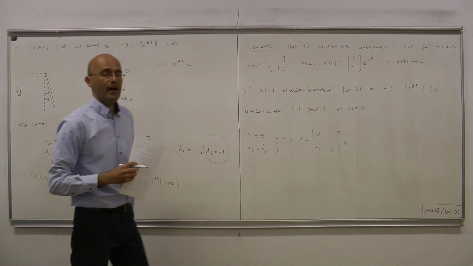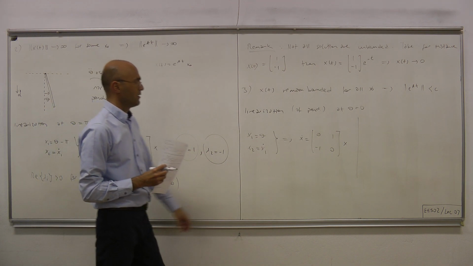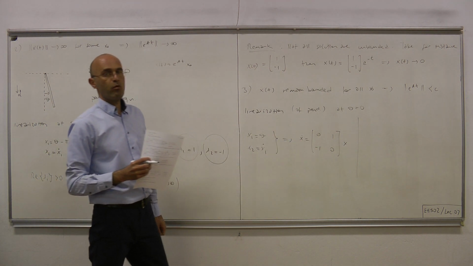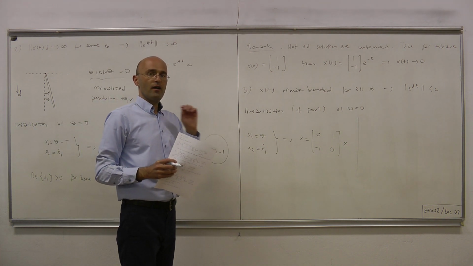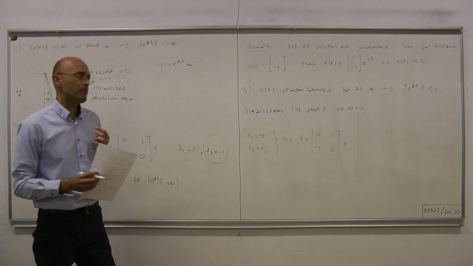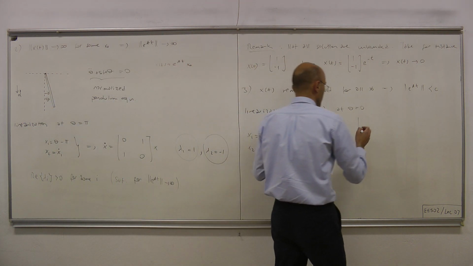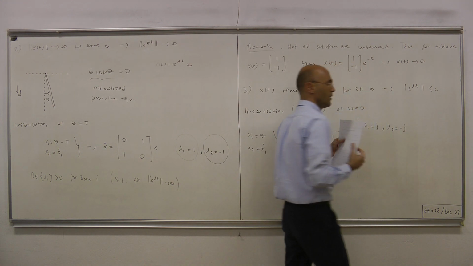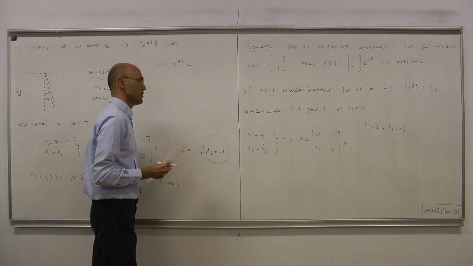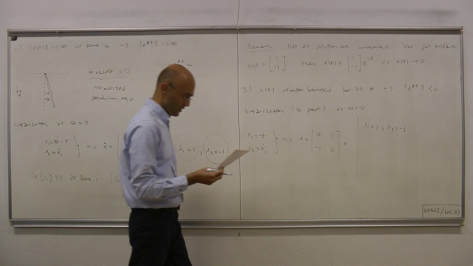Let's figure out the eigenvalues of this A matrix. The characteristic polynomial is s squared plus 1. Therefore, we have two roots that both are purely imaginary. Lambda 1 equals j and lambda 2 equals minus j. We have a complex conjugate pair on the imaginary axis.